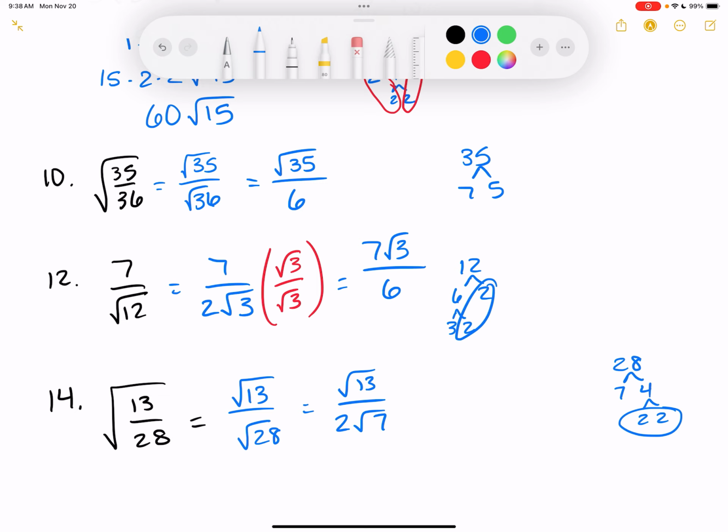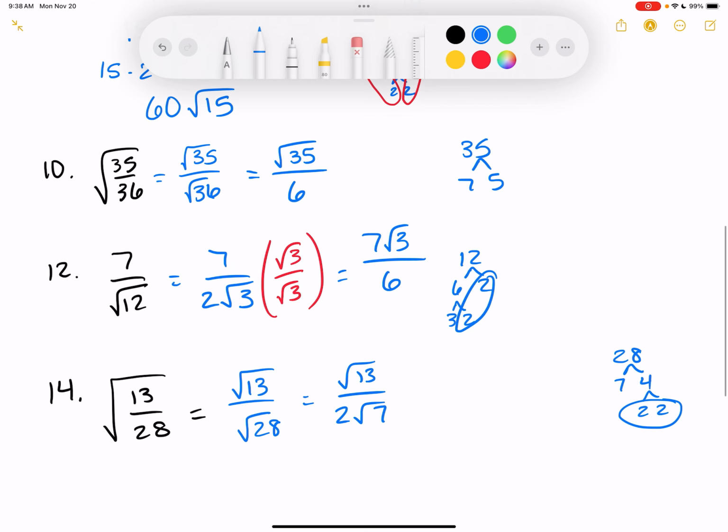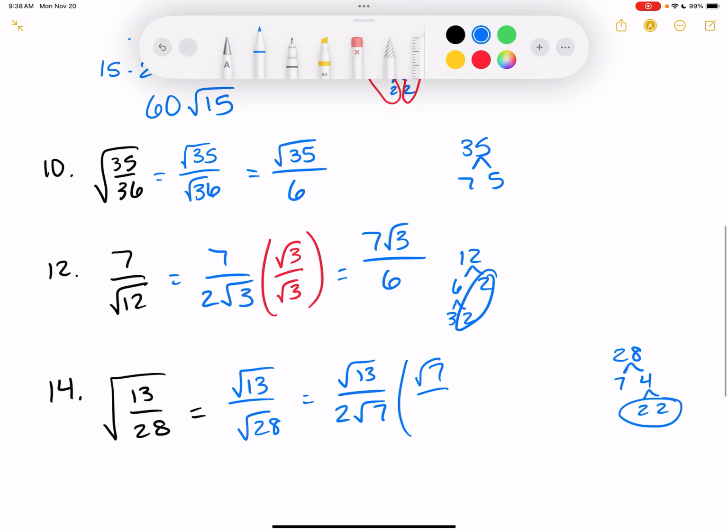Now what? Multiply by square root of 7 over square root of 7. Yep. Multiply by square root of 7 over square root of 7. Square root of 13 times 7. And then over 2 times 7. Yeah, that ends up being 91 on top. And then 2 times 7 is 14. So square root of 91 over 14.